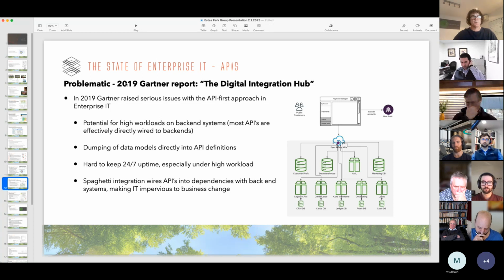And so Gartner called that out in 2019. And until we started building this, I'm not aware of another organization that's built a product to deal with this issue.